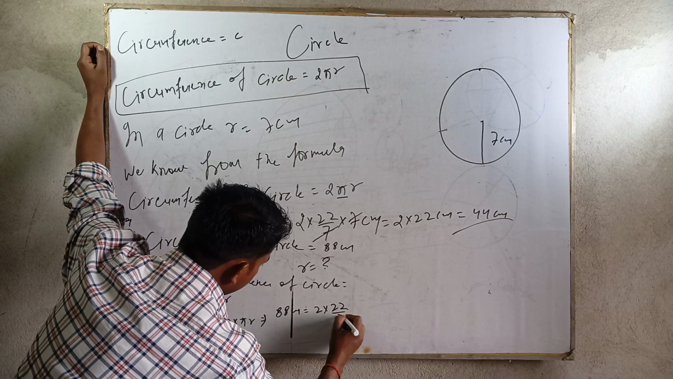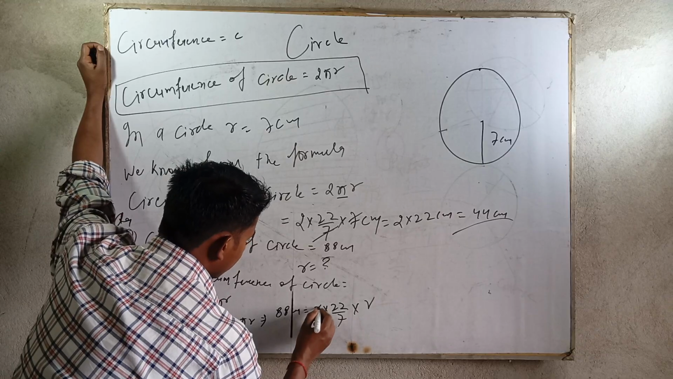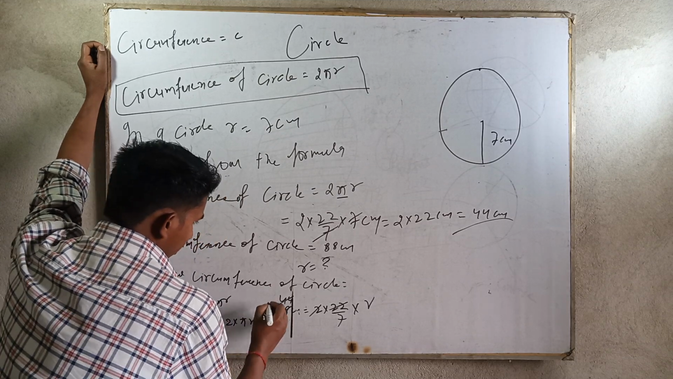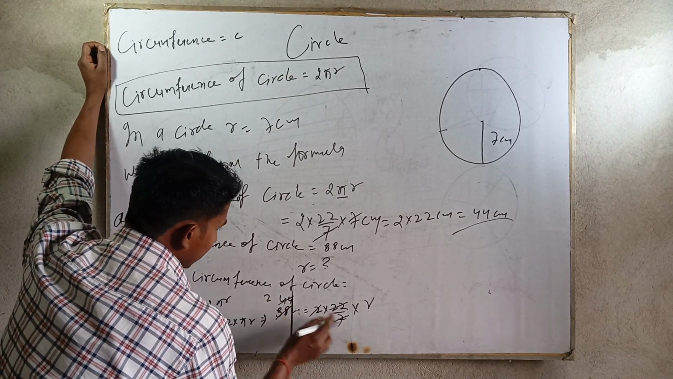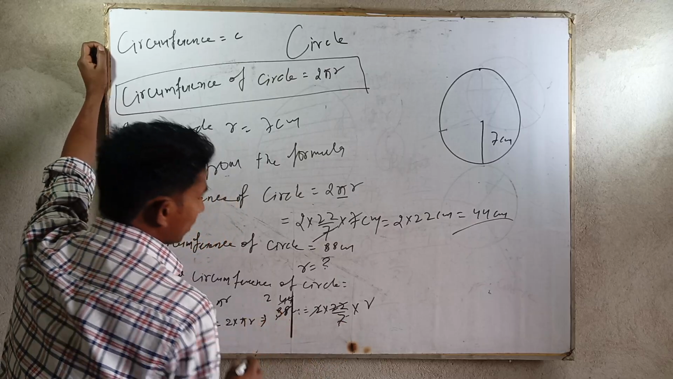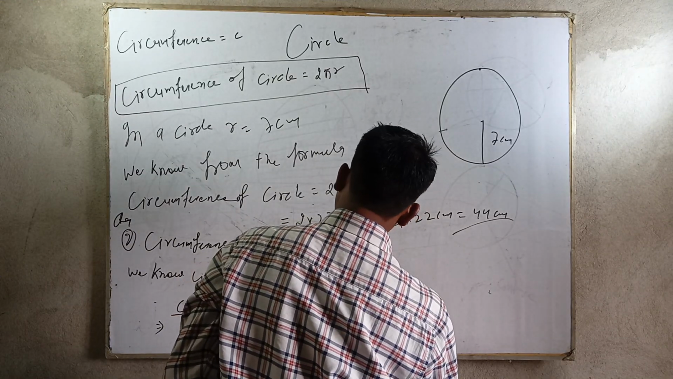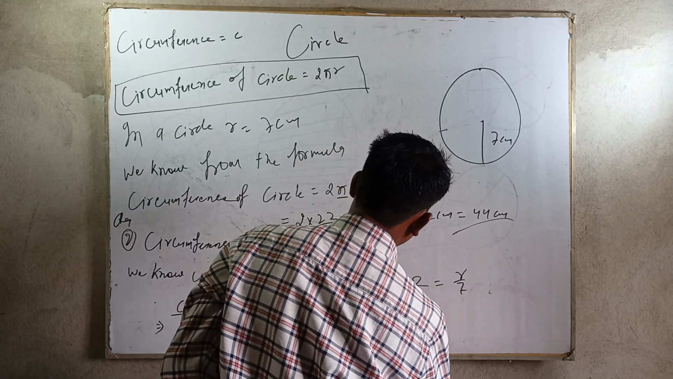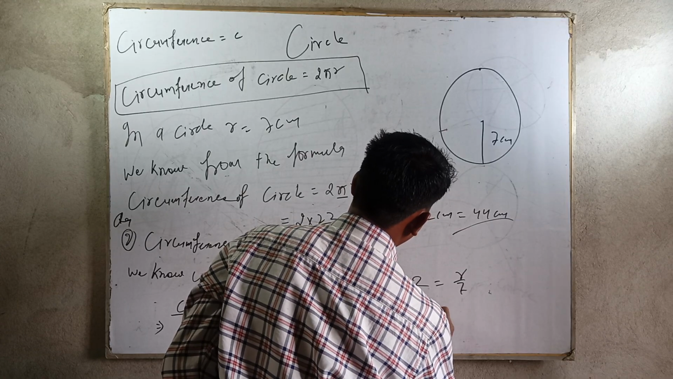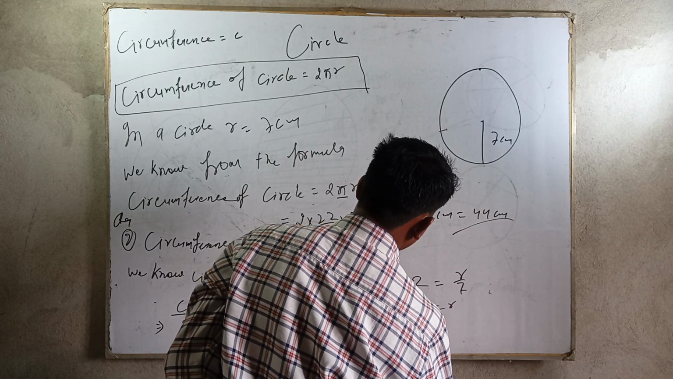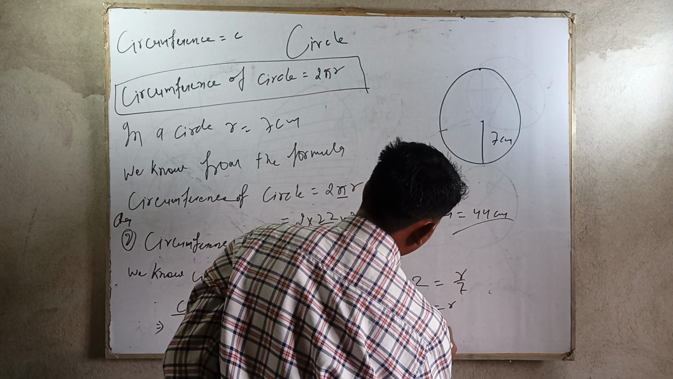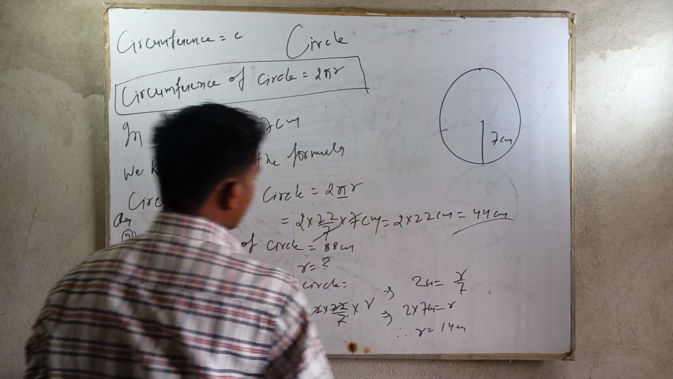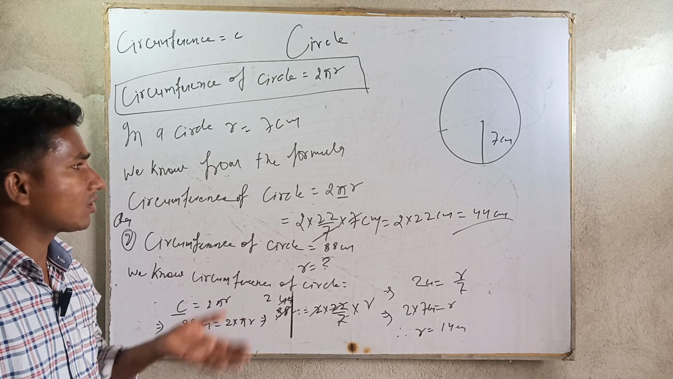cross 22 by 7 cross r, now it is divided by 4 centimeter, it is again divided by 2 centimeter, and it will be multiplied by 7, and 2 will multiply by 2 equal to r by 7, then 2 cross r equal to, so r equal to 14 centimeter. It will be like this, you can find out its value.